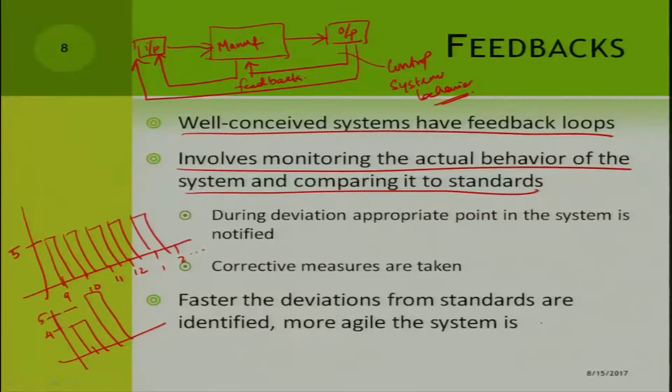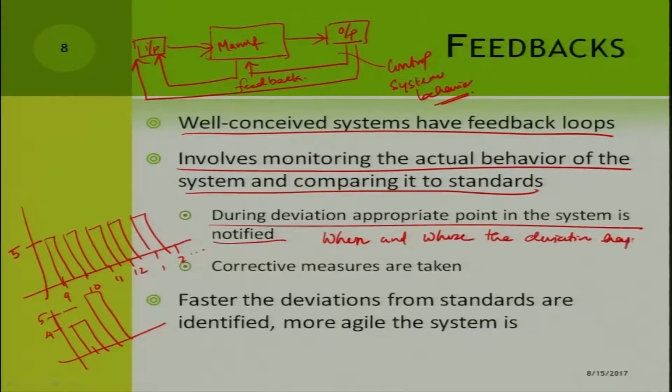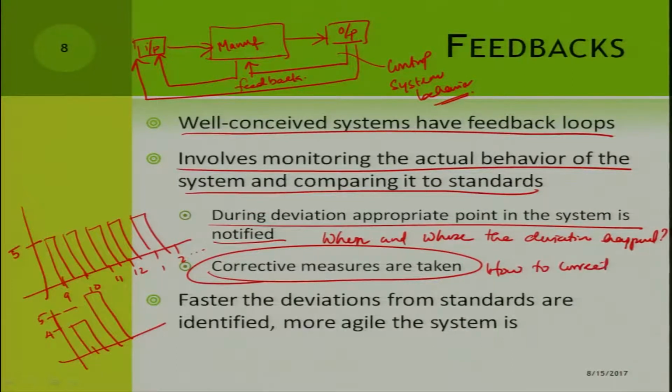And by monitoring this, you are able to identify the appropriate point in the system when the deviation happens. The question here is when and where the deviation happened, and how do we correct it. This question is important, and the corrective measures, how to correct, are important. So if you say that I want to minimize the usage of energy, then using simulation you can find out whether you are reducing the usage of energy or not, why the energy is being increased, and find the reason and take corrective steps.